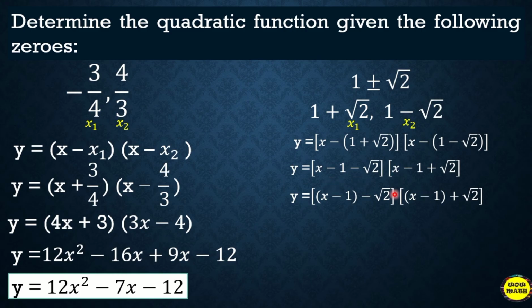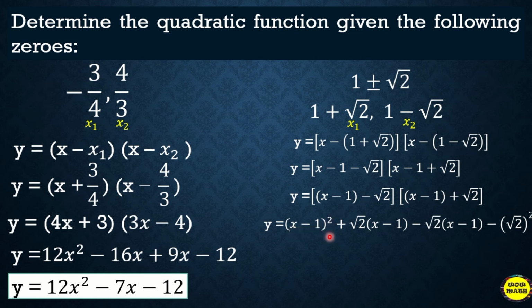So, multiply lang natin. So, x minus 1 times x minus 1. So, lagay muna natin as x minus 1 squared. And then, x minus 1 times square root of 2. That is square root of 2 times x minus 1. And then, ito naman. Okay? Negative square root of 2 times x minus 1. And then, anong next? Negative times positive, that is negative square root of 2 squared. So, lagayin muna natin square root of 2 squared. And then, class, ito, makakancel na natin. Alright? So, makakancel na natin yan. Kasi, okay, magiging 0 na yan.